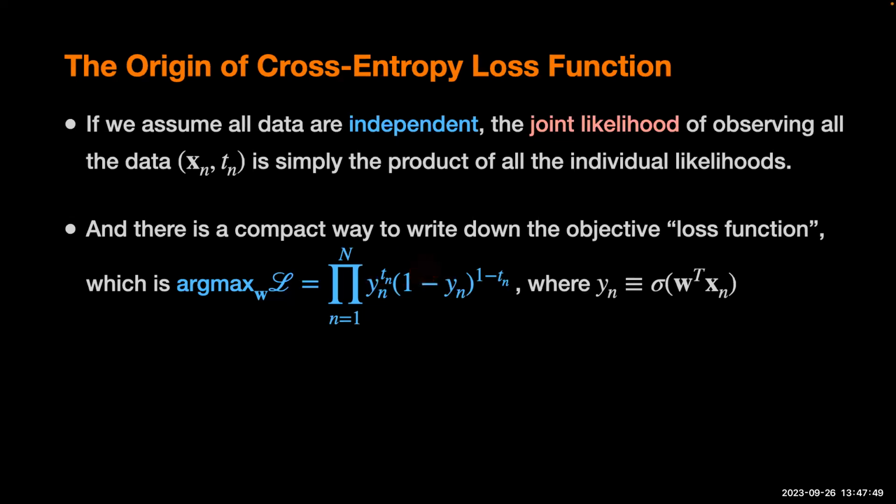Written in this form, it gives me the product of Yn or 1 minus Yn depending on the Tn. So this is just a very handy way to say, given any proposed W, this is my likelihood. And my goal in the maximum likelihood sense is to find the W that will optimize this.